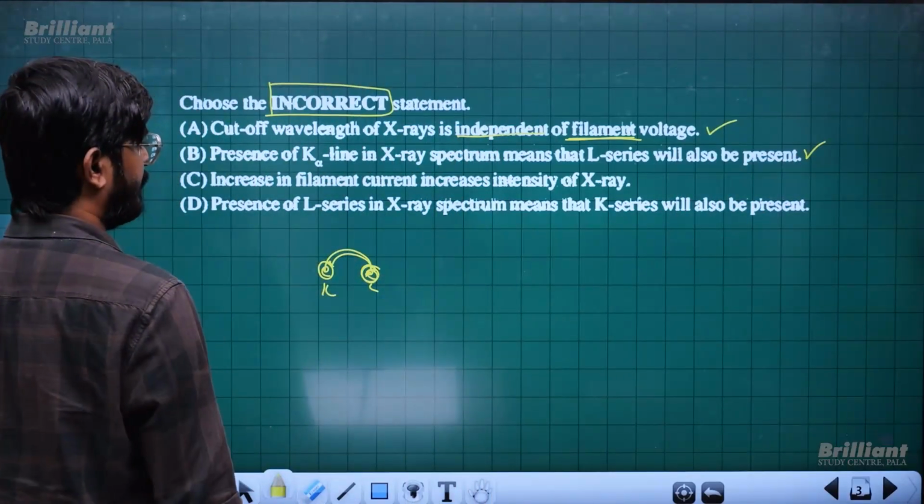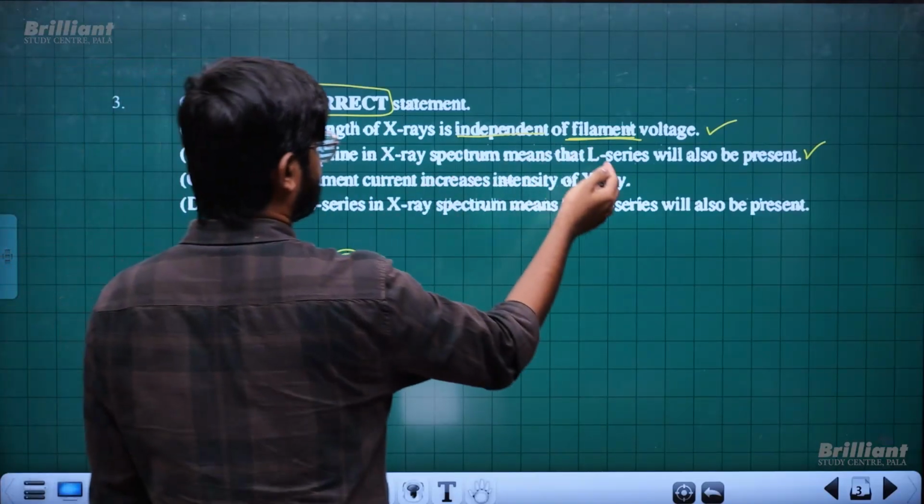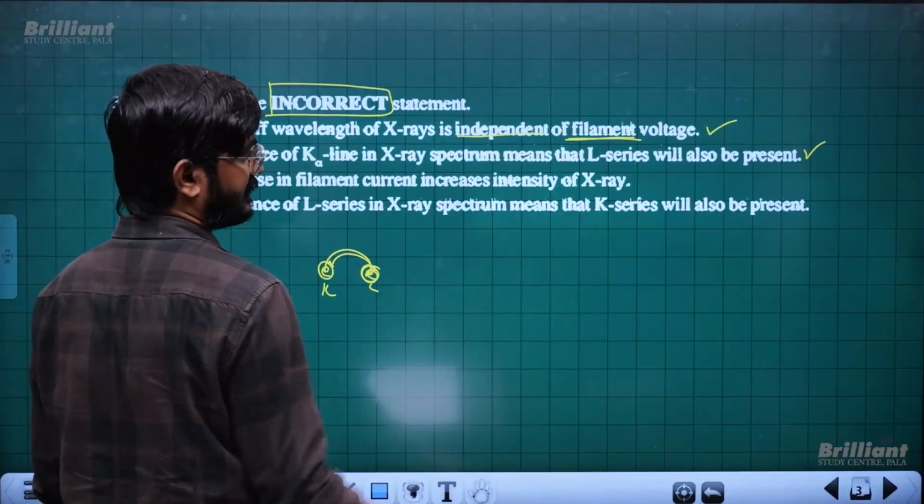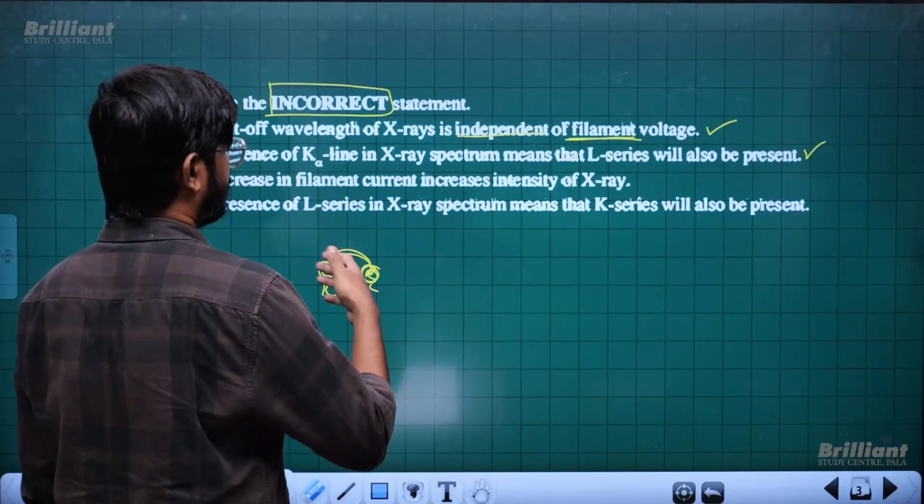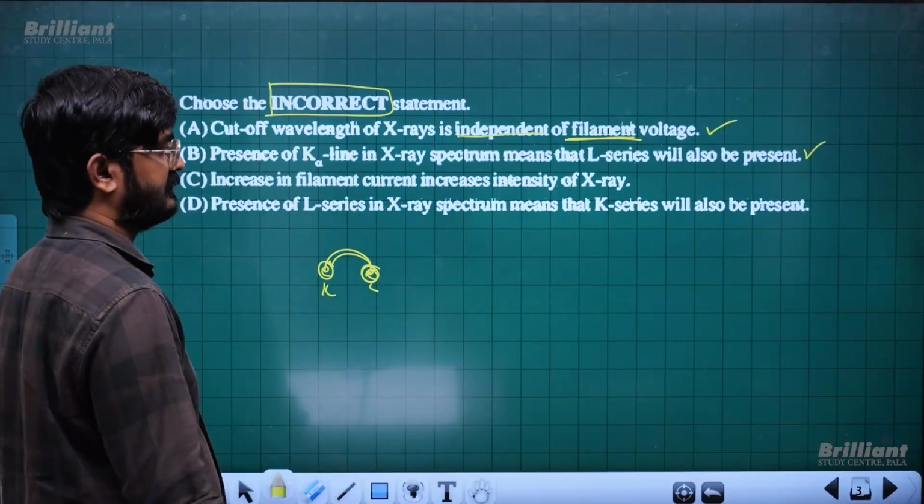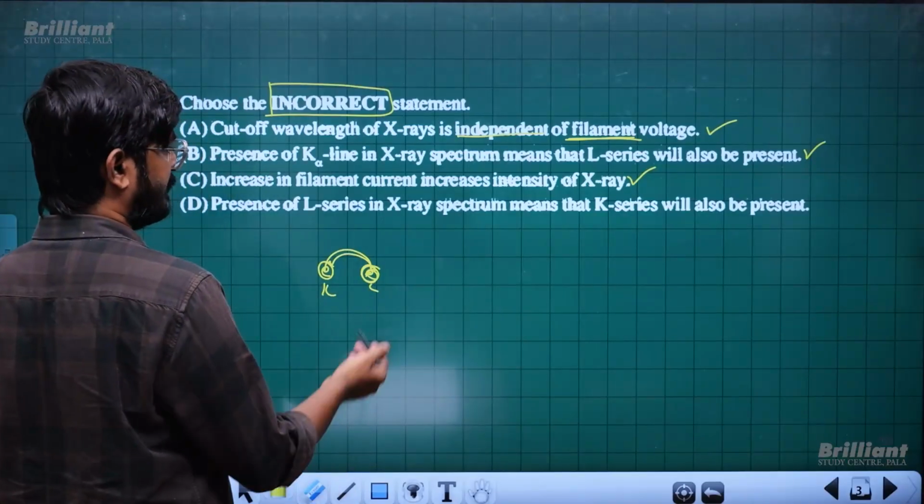Increase in filament current increases the intensity of the X-ray. Increasing the filament current increases the number of electrons coming out. Once you accelerate them, the number of electrons hitting increases. The intensity of the X-ray depends on the number of electrons, obviously. So that's also correct. Presence of L series.